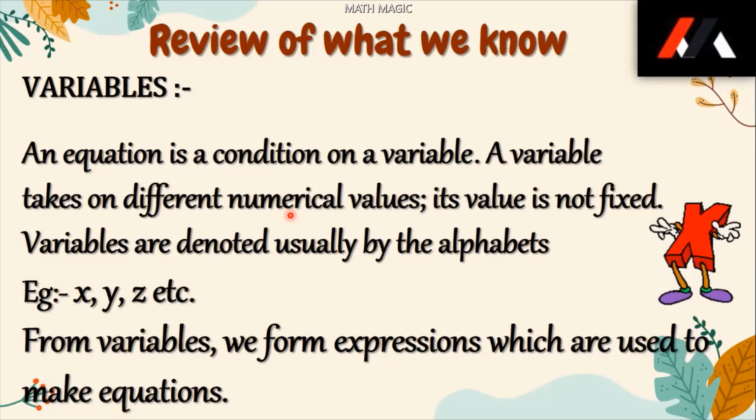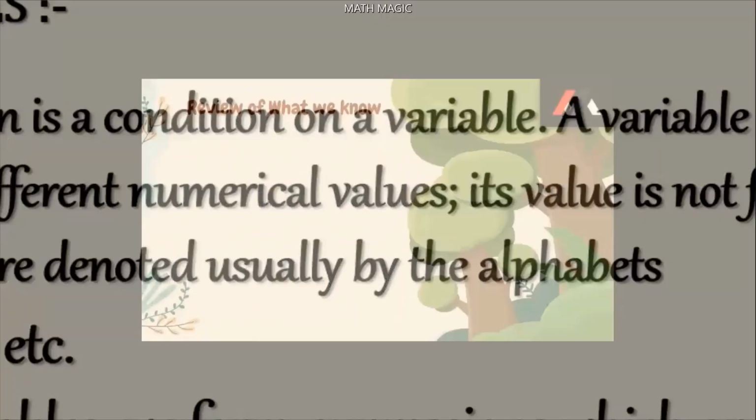From variables, we form expressions which are used to make equations. Now, what is the difference between an expression and an equation? The main difference is that an expression does not have an equal to sign, but an equation has an equal to sign. For example, 2 plus x is an expression, but 2 plus x is equal to 10 is an equation. This is the major difference.